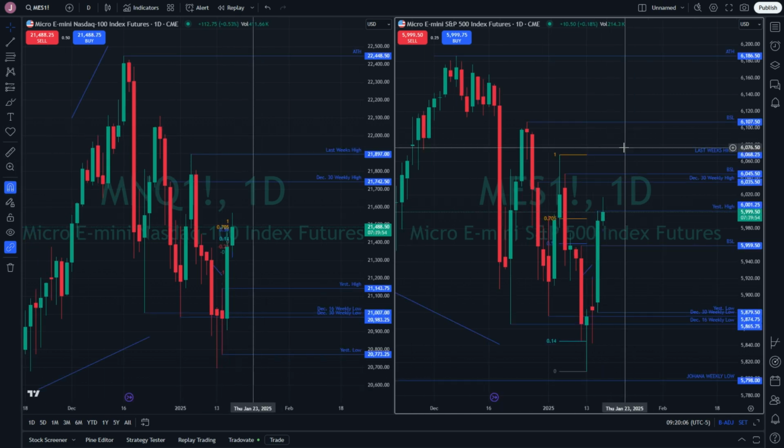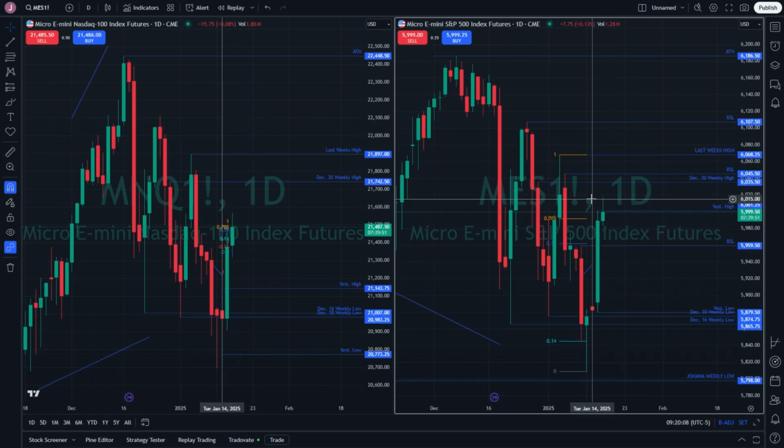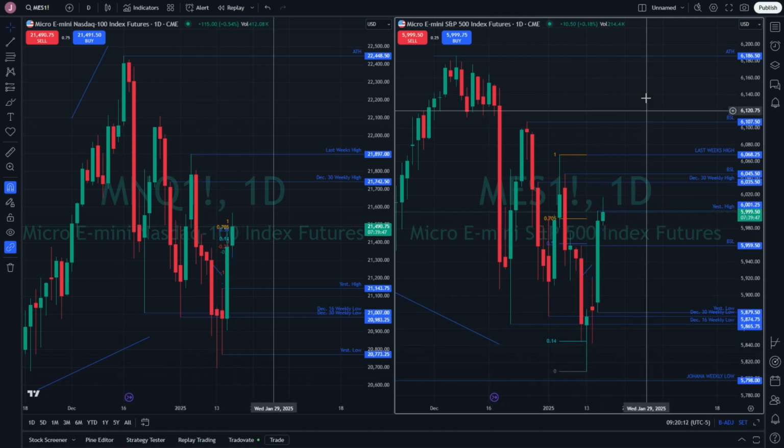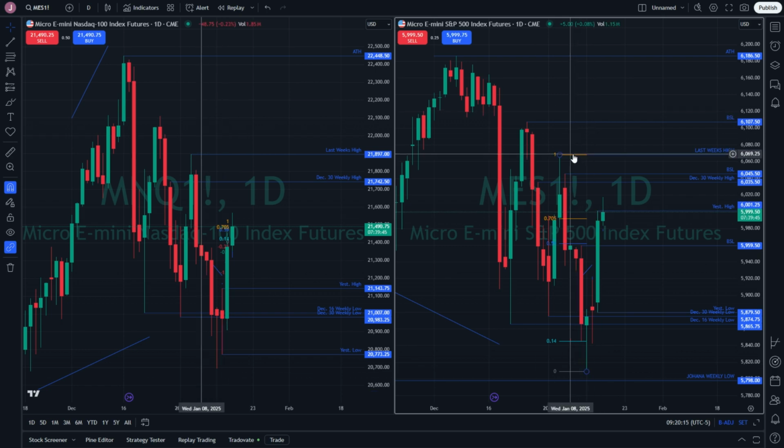It could just go higher. I don't think so, but it definitely could. The reason why it could is because these lows have already been taken out, so it could very easily just pop up higher and make all-time highs here in the next couple of weeks.